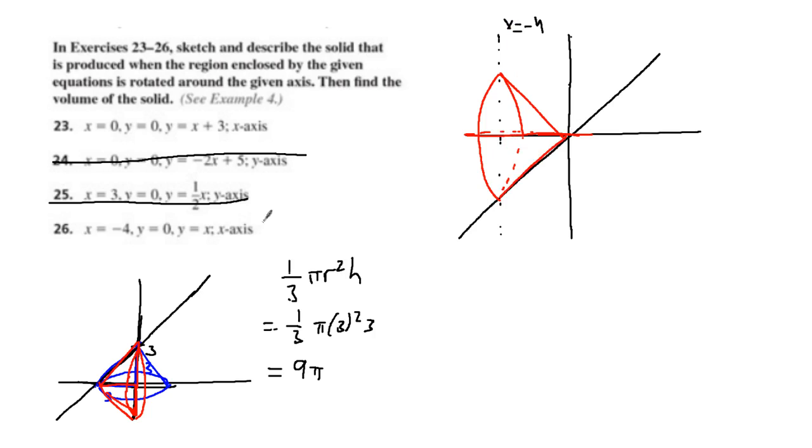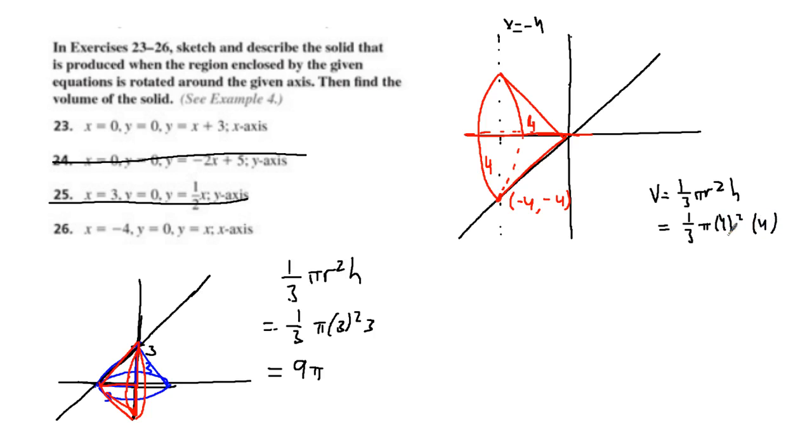So since this is y equals x and it hits x equals -4 right here, this point is x equals -4, y equals x, so it's y equals -4 as well. So it's -4, -4, which means this is 4 and this is also 4, right? So therefore we have the volume is equal to 1/3 pi r squared h, right? And then that's equal to 1/3 pi times 4 squared times 4.